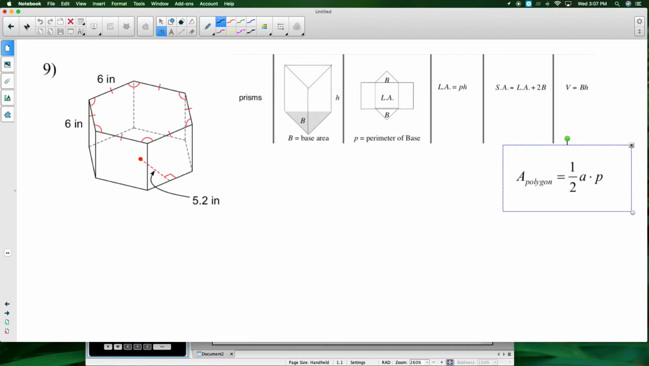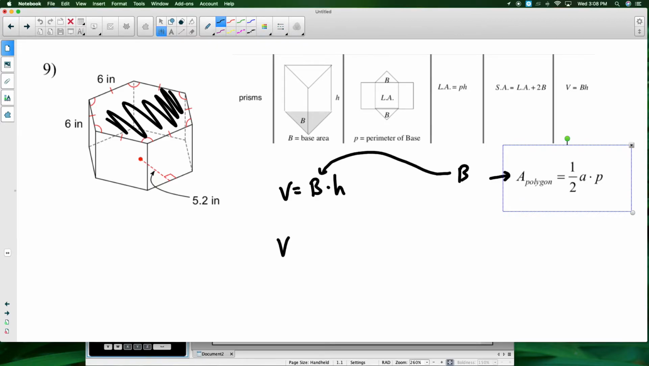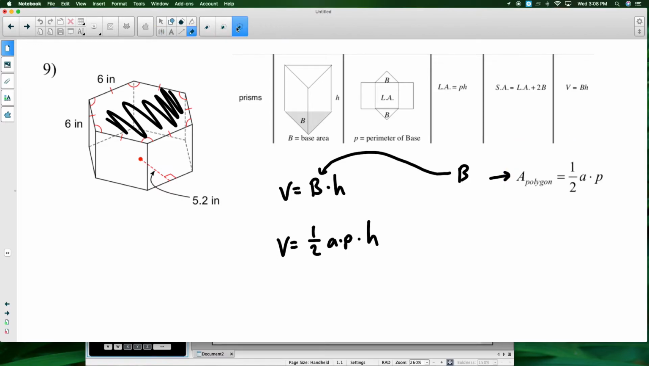Our next example is a little bit harder. So the volume is capital B times H. And the base is this polygon. So this guy is going to be capital B. So I'm going to substitute that in. Capital B is 1/2 apothem times perimeter, times the height. So let's see if they gave me all the information.